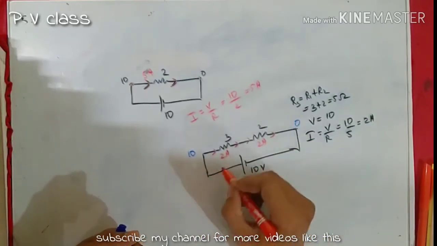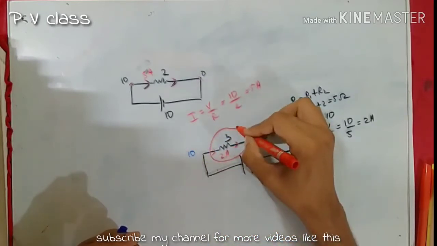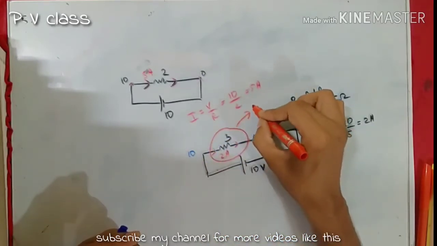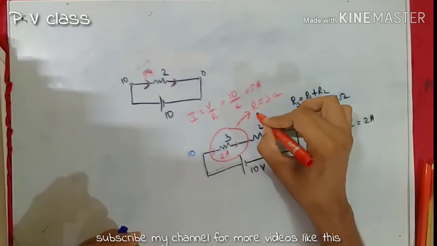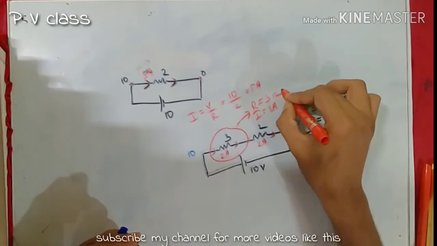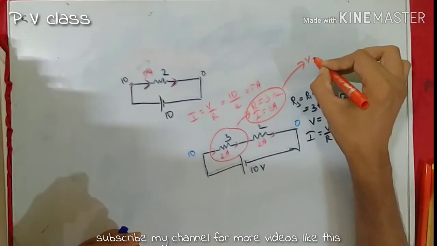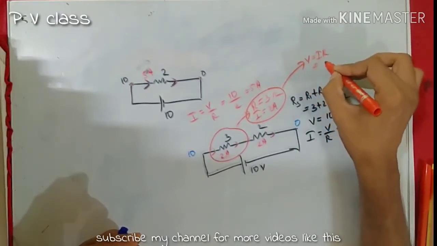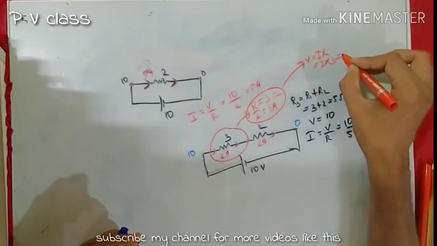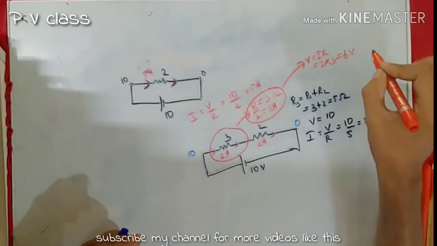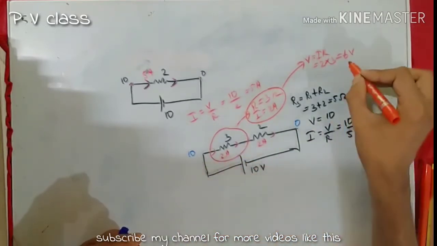Clear? In order to find the potential difference across this resistor, what we know is the resistance is 3 ohm and the current is 2 ampere. From this data, if we calculate the voltage, V equals IR, that is 2 into 3, which is 6 volt. Therefore, the potential difference across this 3 ohm resistor is 6 volt.